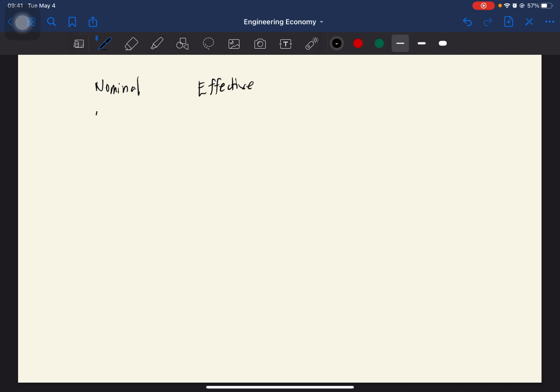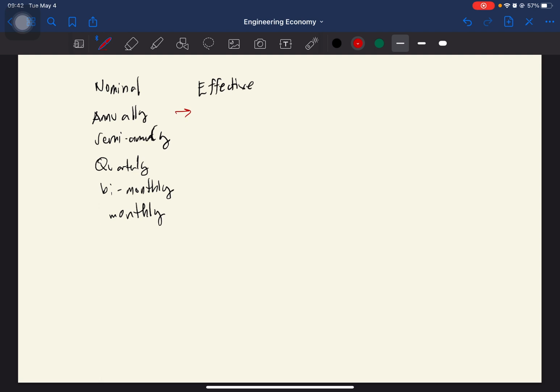So you have interest rates that are compounded annually, semi-annually, quarterly, bi-monthly or every 2 months, and monthly. When you say effective, what is their effective yield, or what is their actual effect within one year? We already learned last time the formula and how to use and interpret nominal interest rates.